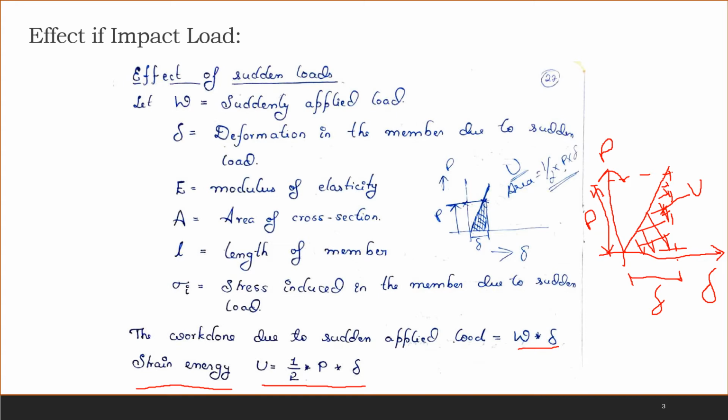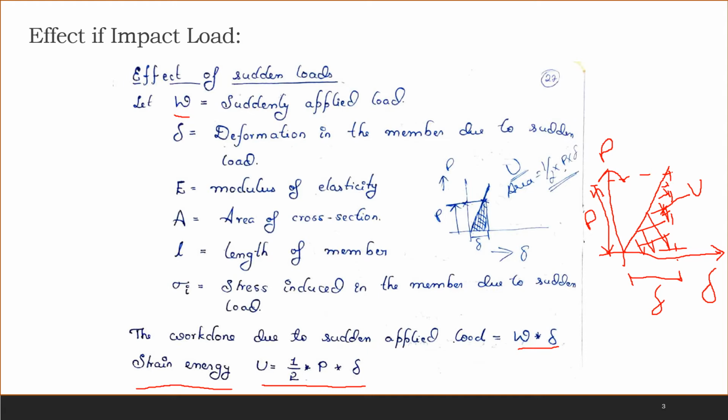Remember to understand the difference between W and P. W is the load, and P is the impact force. If the load was gradually applied, then the load and the force would have been the same, right? Whereas since the load is suddenly applied, the force that is experienced by the body is greater than the load, which is denoted by P. Therefore, strain energy is half into P into delta.